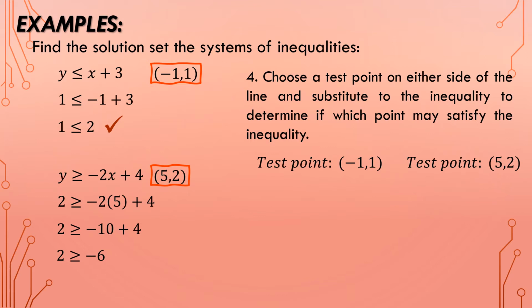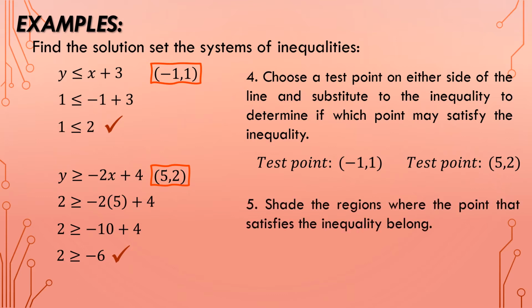Mas malaki ba ang positive 2 kesa sa negative 6? Okay, tama. Dahil palaging mas malaki ang value ng positive number kesa sa negative numbers. So, ang napili natin na test point na (5, 2) ay iyon yung part na sa shade natin sa pangalawang inequality. So, fifth step is to shade the regions where the point that satisfies the inequality belong.